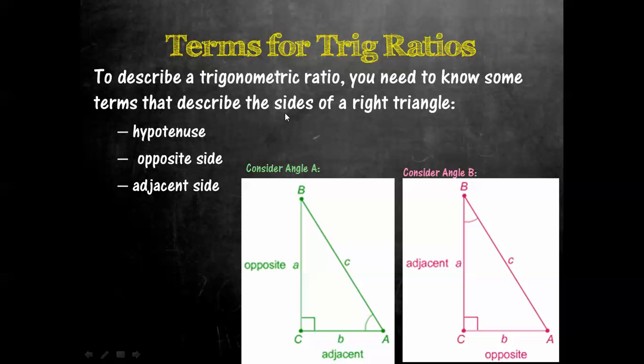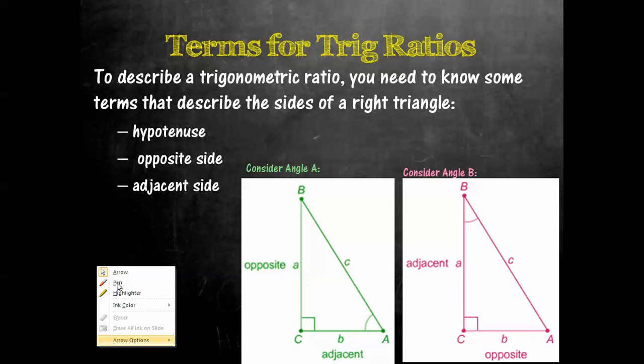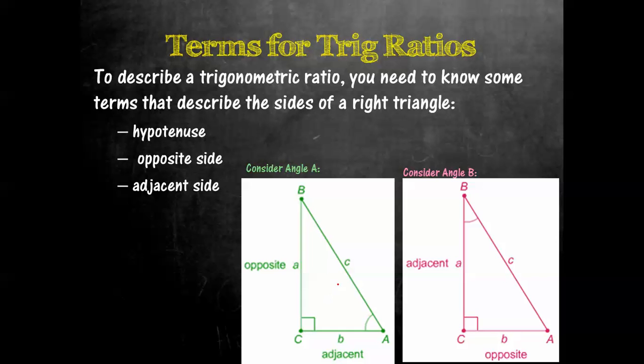So here are some terms for some trig ratios. When we're describing a trig ratio, you need to know these two things. Now, we already talked earlier about the hypotenuse. So that's always the side across from the 90-degree angle. Now, the other two are the opposite side and the adjacent side. Opposite side and adjacent side are always going to be the two legs. And it depends on what angle we're talking about that tells us which one is which. So we're not going to talk about C. When we're talking about opposite and adjacent, we're talking about the two acute angles.